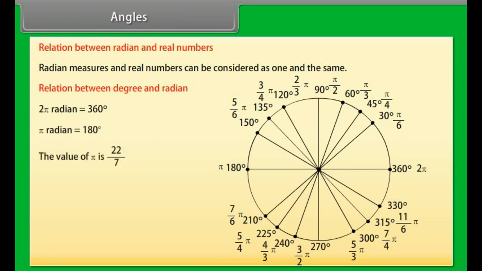The value of pi is 22/7. We can find that 1 radian is equal to 57 degrees 16 minutes, and 1 degree is equal to 0.01746 radian.